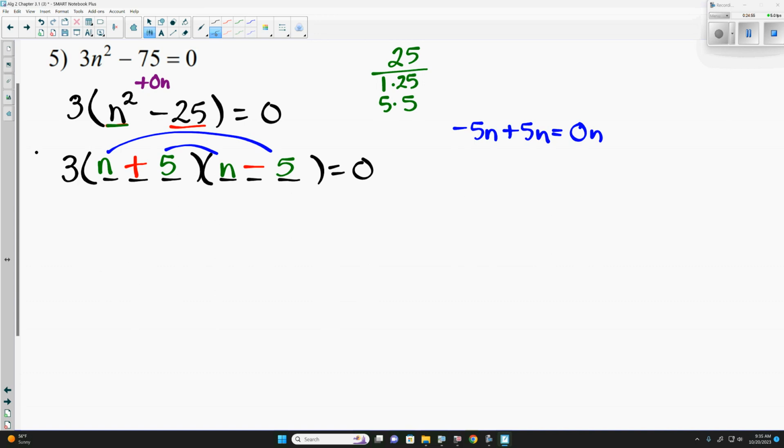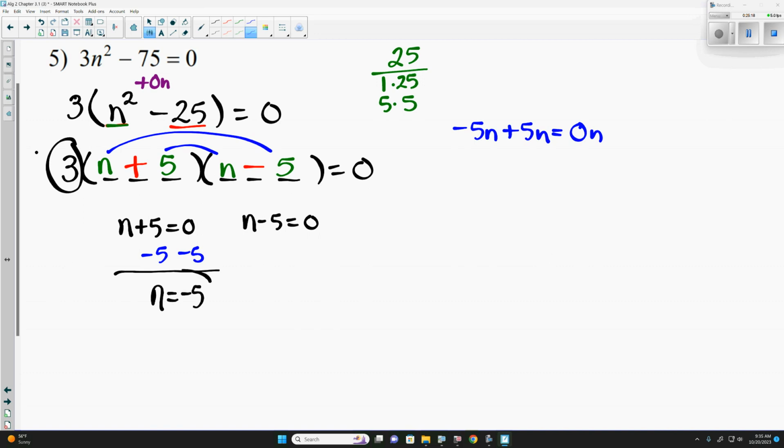Now when we set these equal to 0, n plus 5 is equal to 0, and n minus 5 is equal to 0. We're not concerned about the 3 because it's just what we would call a scalar. Now at this point, we can subtract 5 from both sides. And on the other one, we can add 5.